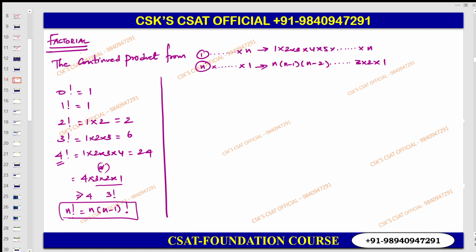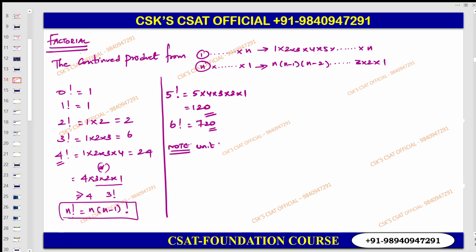Now 5 factorial is nothing but 5 into 4 into 3 into 2 into 1, or you can write it in reverse also, not an issue. This is 120. Then 6 factorial is 720. Now one thing you must see here: after 5 factorial, the unit place is always going to be 0. This is a very important note.